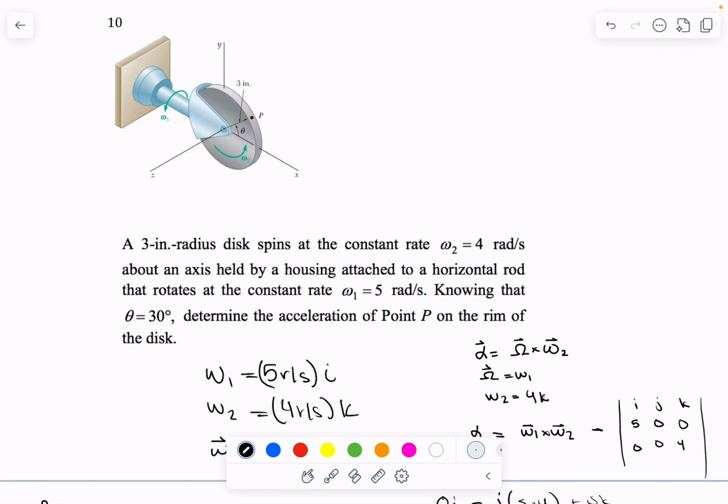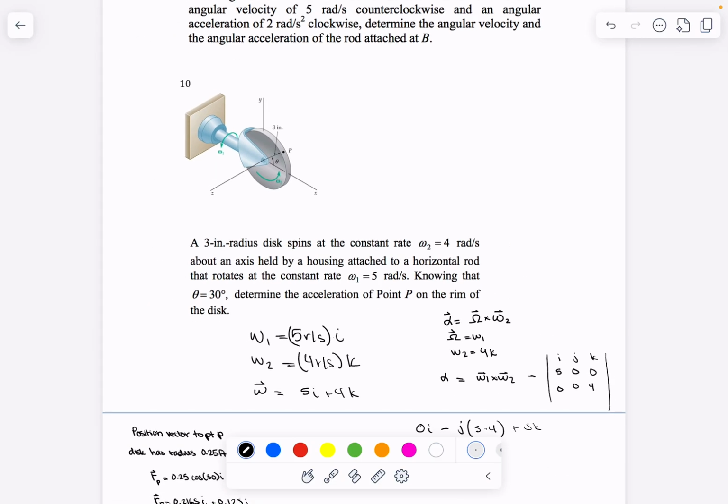Chapter 15 homework. For this one, we worked from the bottom to the top, so I'll start with the bottom. For question 10, we have a 3-inch radius disc that spins at a constant rate, omega 2 equal to 4 radians per second, about an axis held by a housing attached to a horizontal rod that rotates at a constant rate, omega 1 equals 5 radians per second. Know that theta equals 30 degrees. Determine the acceleration of point P on the rim of the disc.